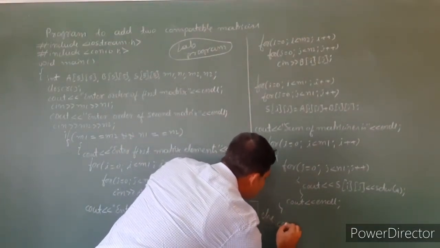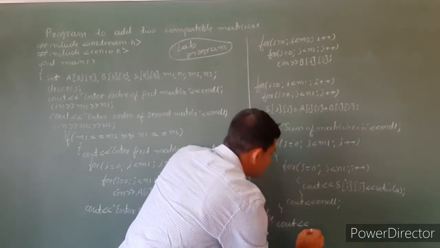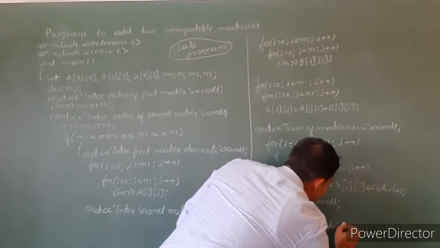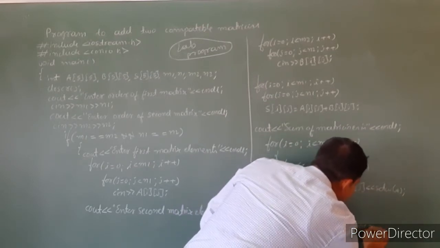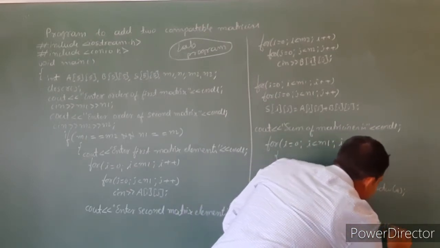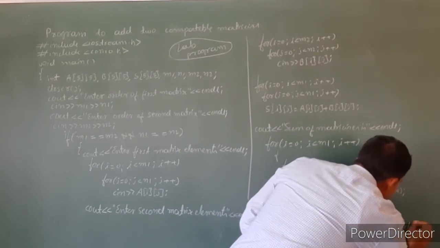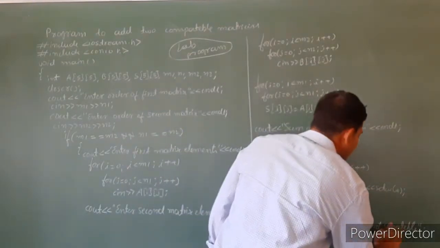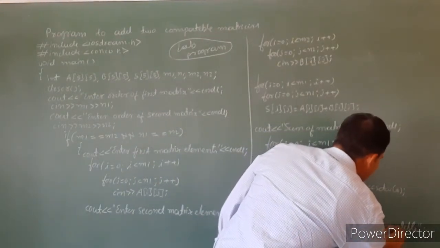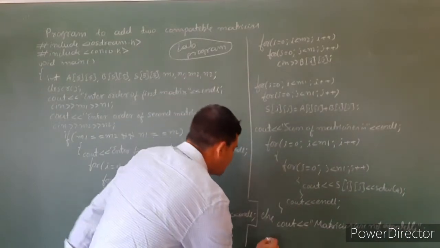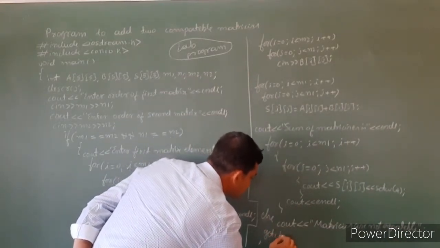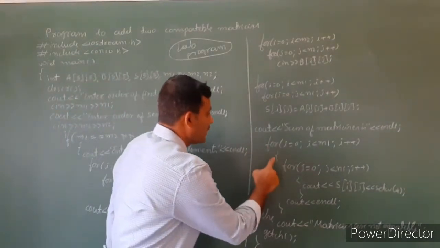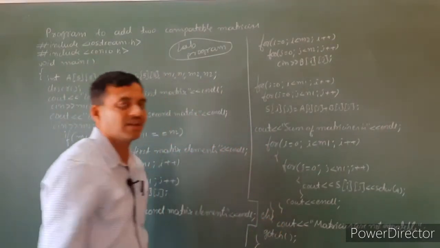Else output matrices are not compatible. Matrices are not compatible. Then insert getch, close the main program. There is an else part. After closing that, there is an else part.